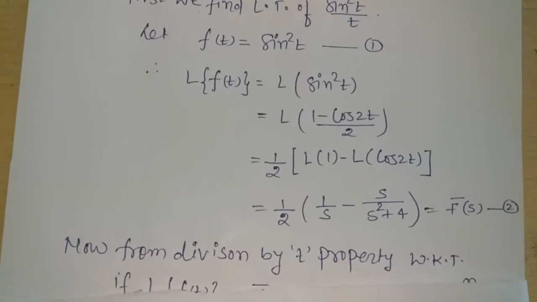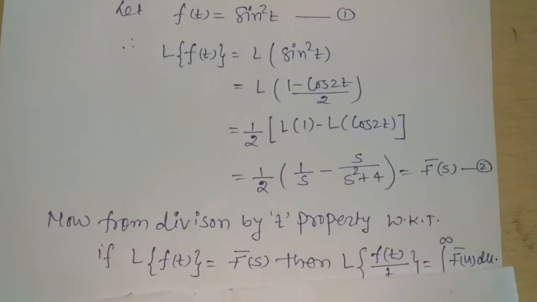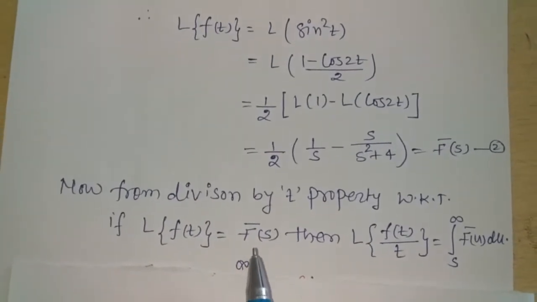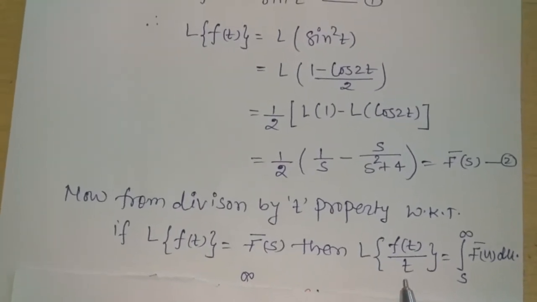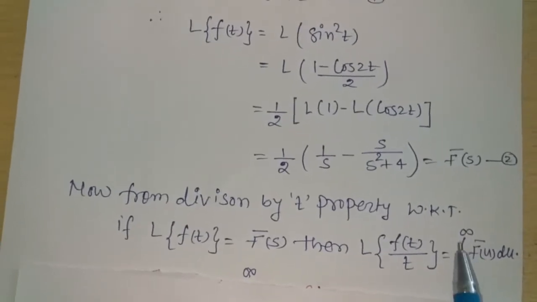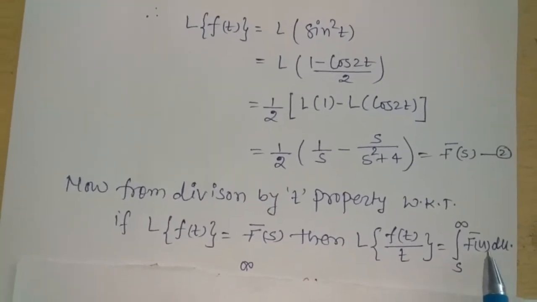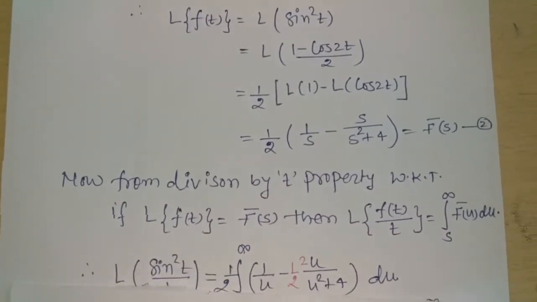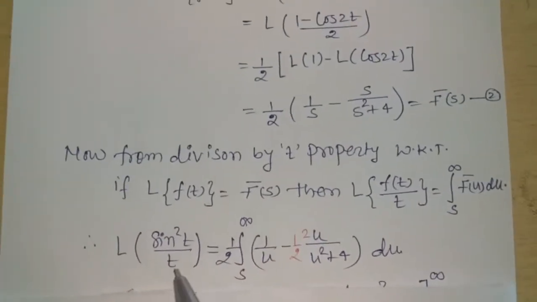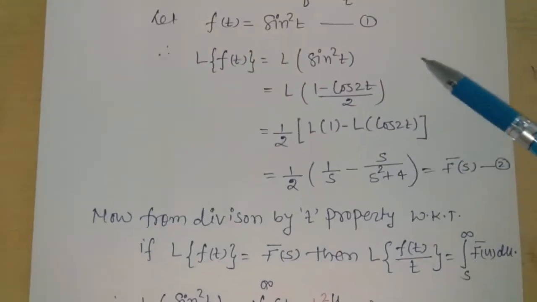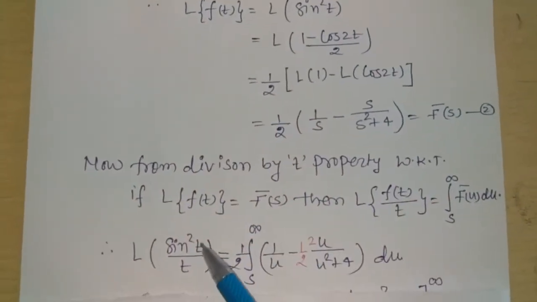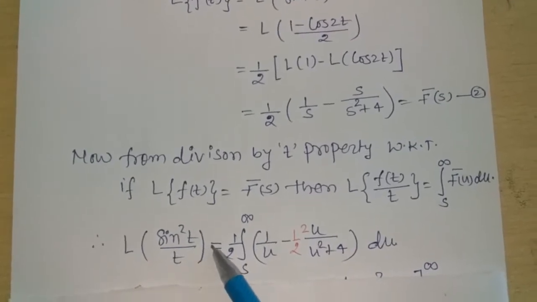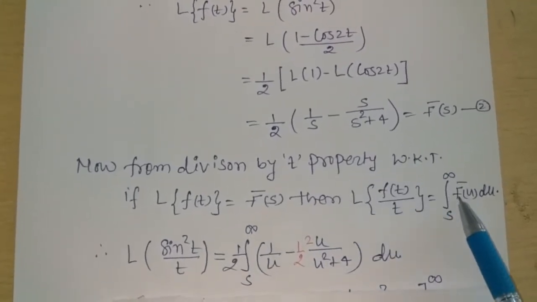Now division by t property, we know that if Laplace transform of f(t) is f bar s, then Laplace transform of f(t) by t is integral s to infinity f bar u du, where f bar is the Laplace transform of f(t). So we get Laplace transform of sin square t by t, as f(t) is sin square t, so Laplace transform of f(t) by t is integral f bar u du.